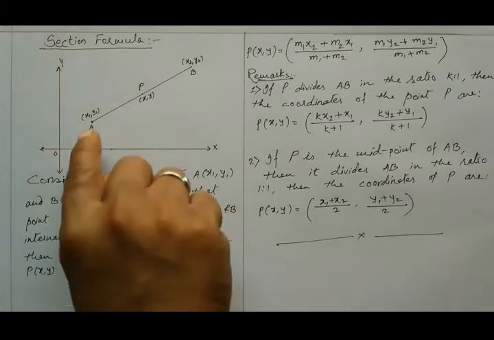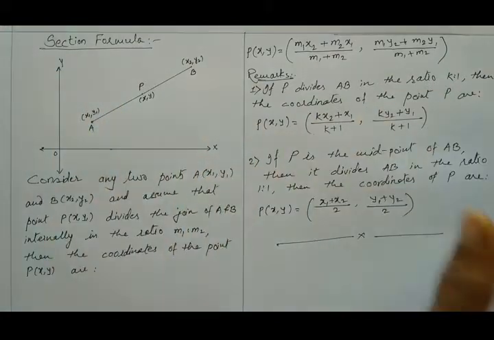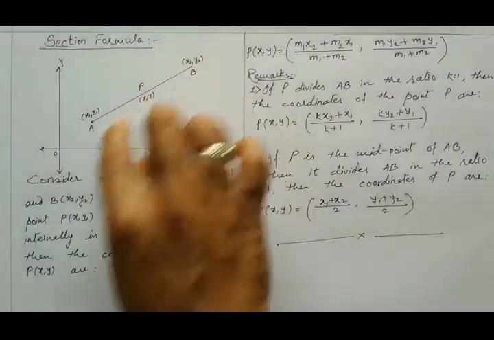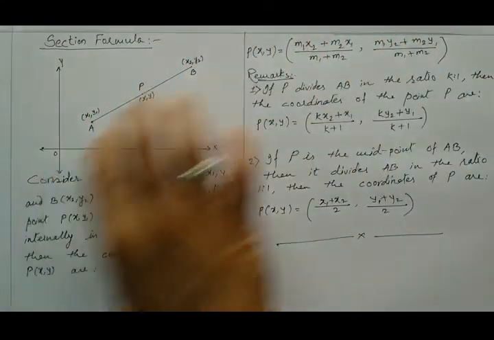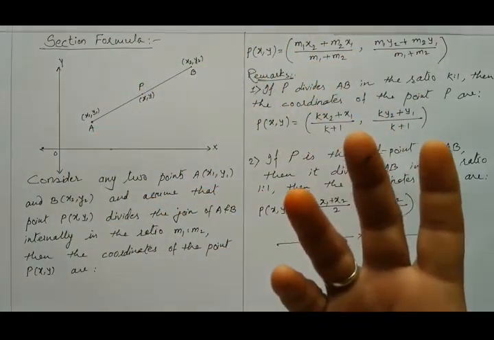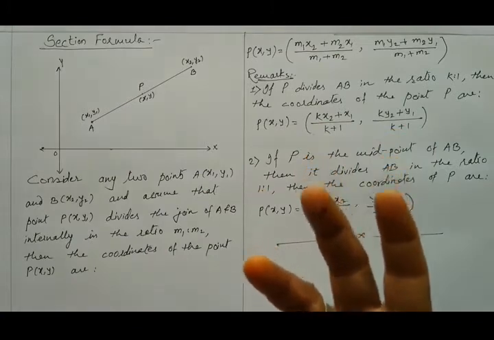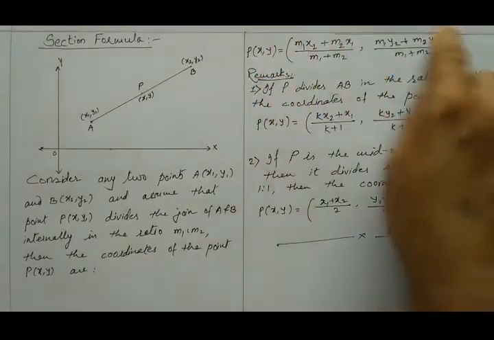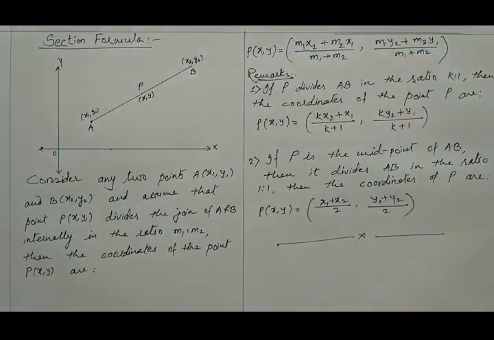So here A and B are the 2 points in the xy plane. A and B are joined, and point P, assume that it lies between A and B. It may be a midpoint, it may not be a midpoint. So this is the formula for when it is dividing in the ratio m1 is to m2. m1 is to m2 can be equal to 1 is to 1.